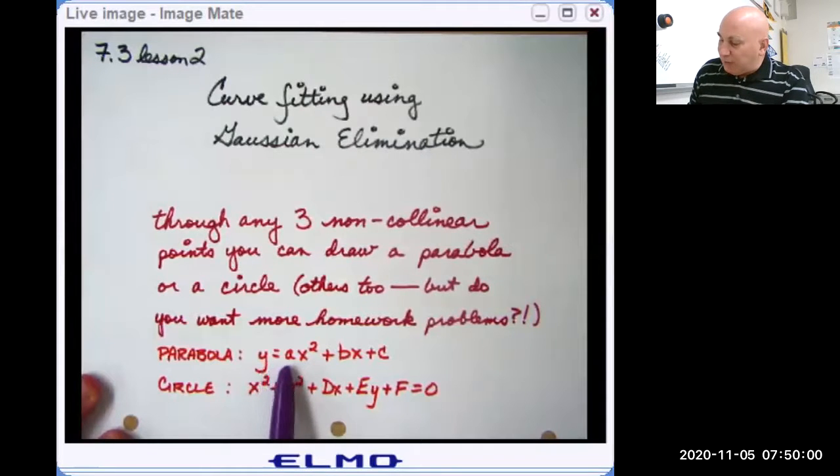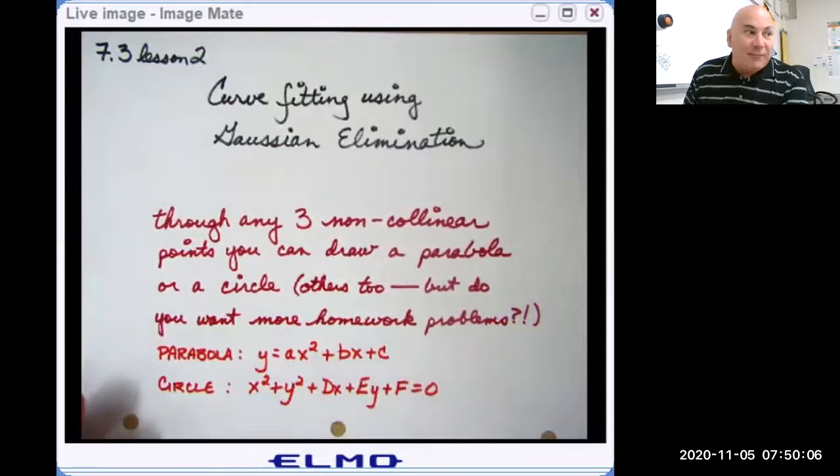And the reason I'm going to use this equation is because it has three unknowns, A, B, and C. And because I'm going to use 3 points, that'll give me 3 equations and 3 unknowns, and I can solve that system. Similarly, I'm going to use this format for a circle.